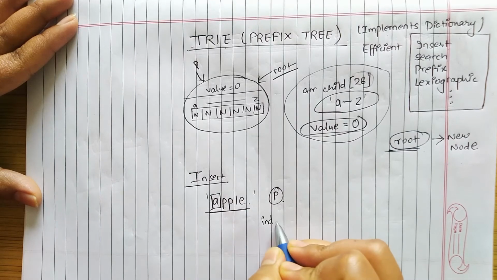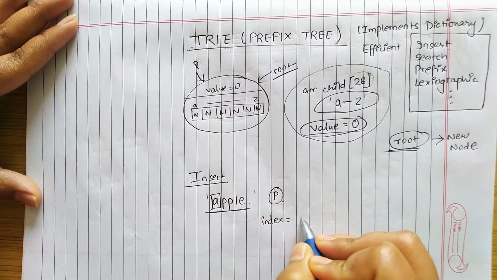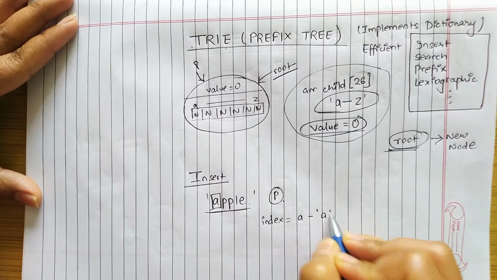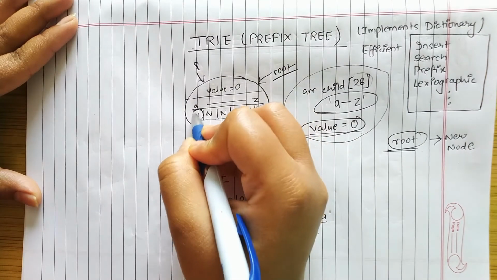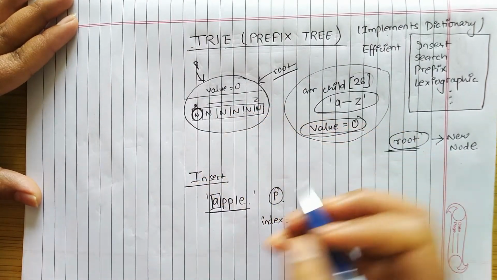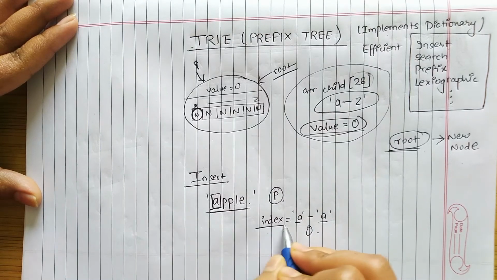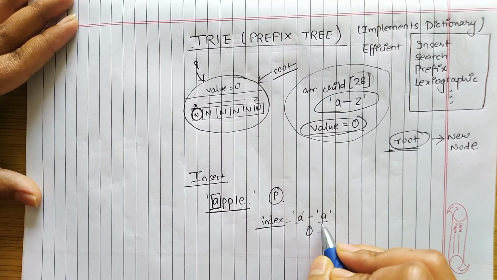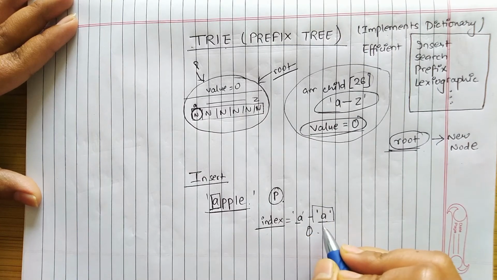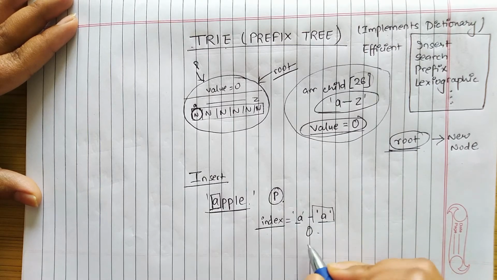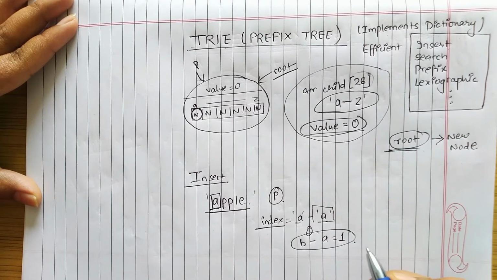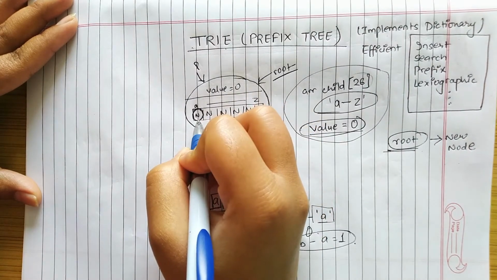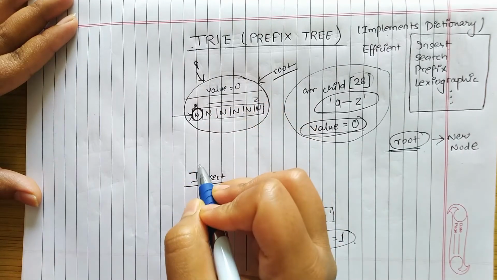First of all, the index will be calculated. The index will be the character minus the ASCII value of a. So a minus a will be 0. It will give us the index where a should be stored. That's why we are calculating the index by subtracting the ASCII value. Similarly, if you calculate it for b, b minus a will be 1. So this is how it is done. We will have our a at this place, and p will now point to this a.